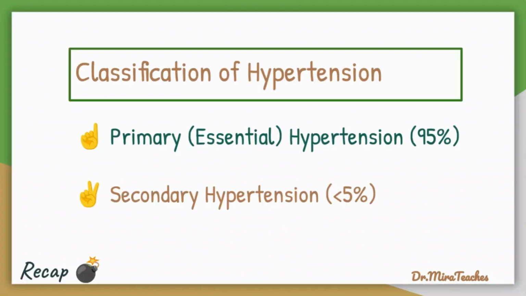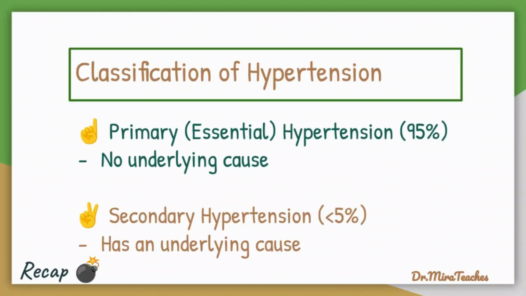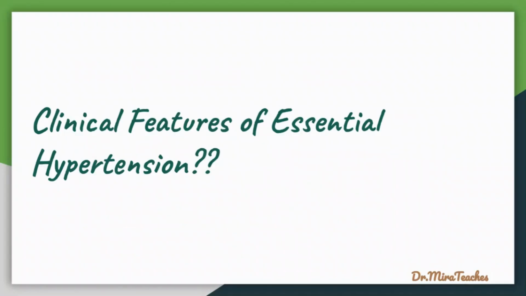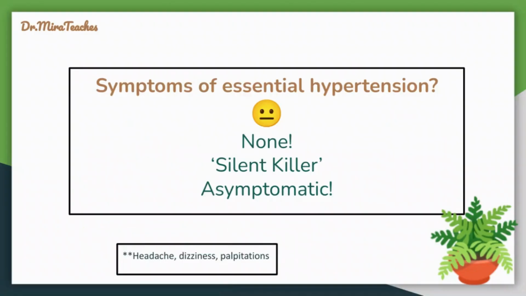Now let's look at the clinical features of hypertension. Remember that for the classification, we have primary hypertension and secondary hypertension. Primary hypertension being that there is no underlying cause and it makes up the majority of the cases, while secondary hypertension is about 5% and there is an underlying cause. So what are the clinical features of essential or primary hypertension?